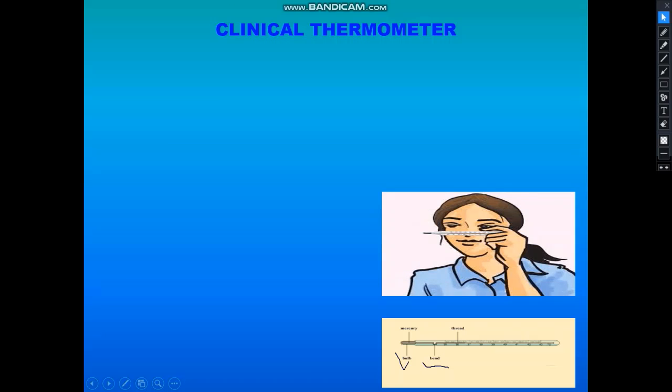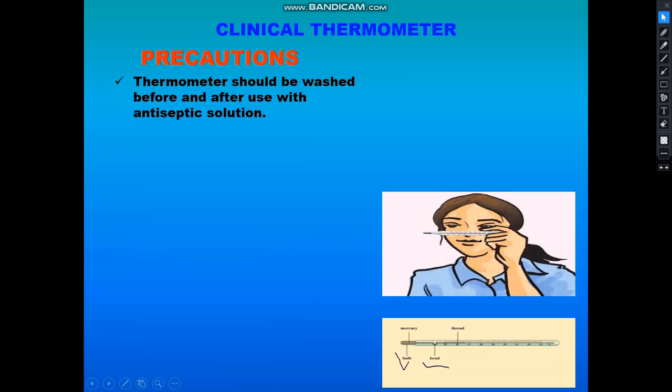This diagram is giving you an idea about how the temperature measurement should be done correctly using a clinical thermometer. It should be held in such a way that the mercury level is along the line of sight, that is, it should be at the level of the eye. Some precautions need to be taken care of, which are point number 1.